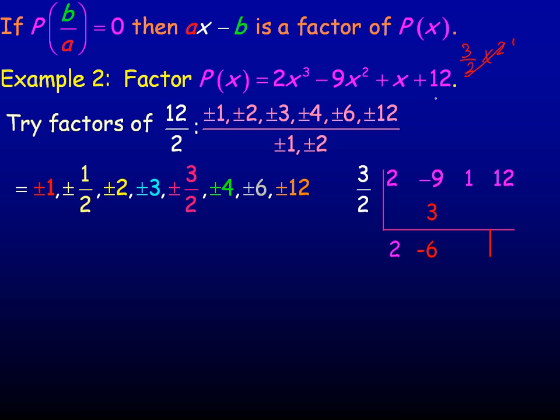Now we need to multiply 3/2 by -6. The 2 goes into itself once, and into the -6 -3 times. So 3 times -3 is -9, and we add that to the 1 and get -8. One last time, we go 3/2 times that -8. 2 goes into -8, -4 times, and 3 times -4 is -12. And we do get a remainder of 0.